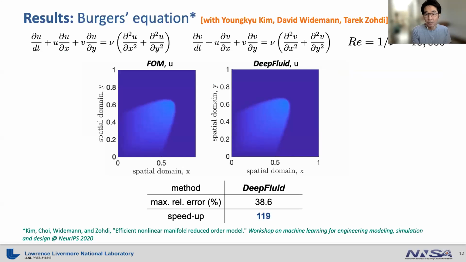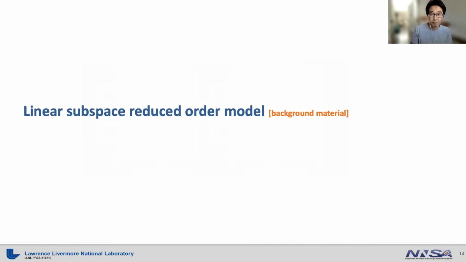As you can see from the movie, the full order model and deep fluid solutions look very similar in eyeball norm, while the deep fluid gives a speedup of greater than 100, which is very good. However, the deep fluid gives a maximum relative error of around 38.6%, which might be good for graphics applications. However, it might not be good enough for some scientific applications. So I will show how to reduce this error tremendously by applying a reduced order model technique.